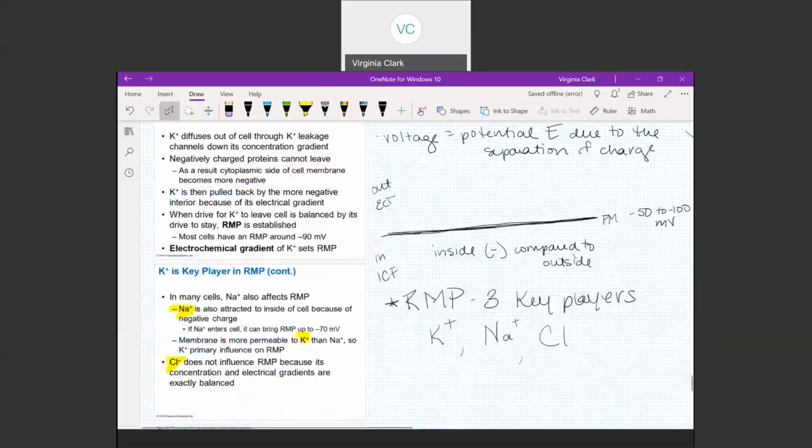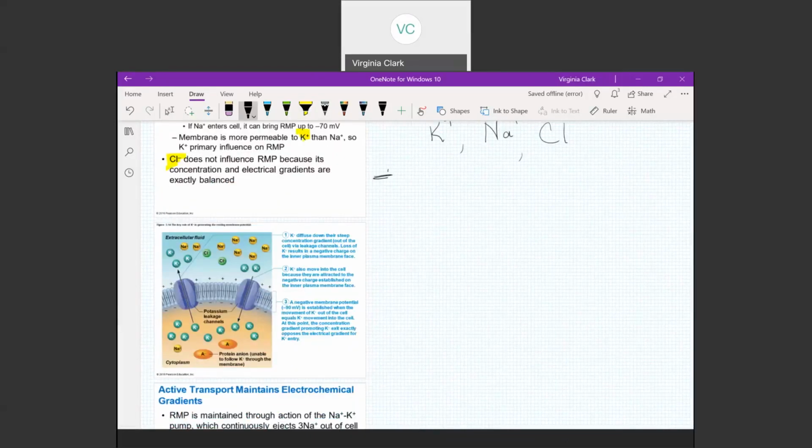So the first step is the diffusion of these 3 ions. The diffusion of these 3 ions will establish the resting membrane potential and polarize the membrane.